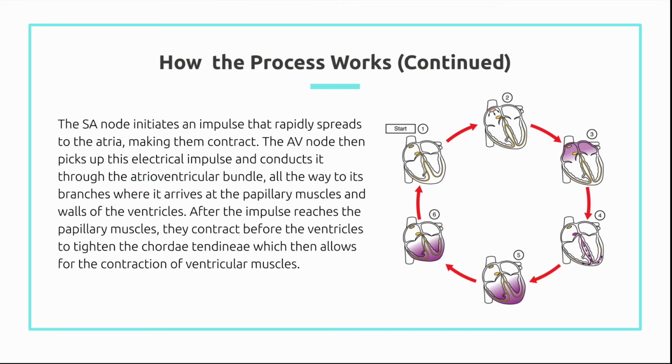The SA node initiates an impulse that rapidly spreads to the atria, making them contract. The AV node then picks up this electrical impulse and conducts it through the atrioventricular bundle, all the way to its branches where it arrives at the papillary muscles and also the walls of the ventricles. After the impulse reaches the papillary muscles, they contract before the ventricles to tighten the chordae tendineae, which then allows for the contraction of ventricular muscles.